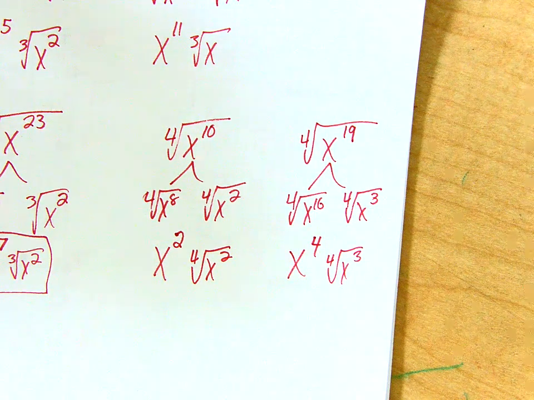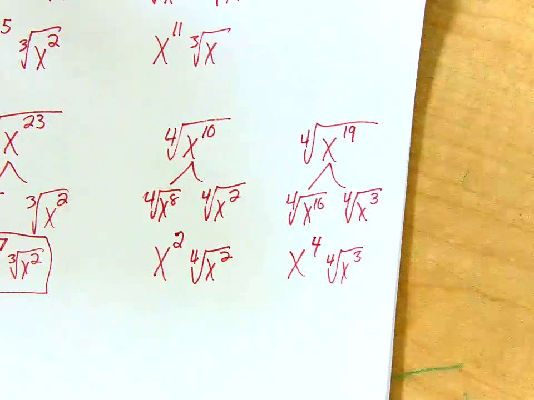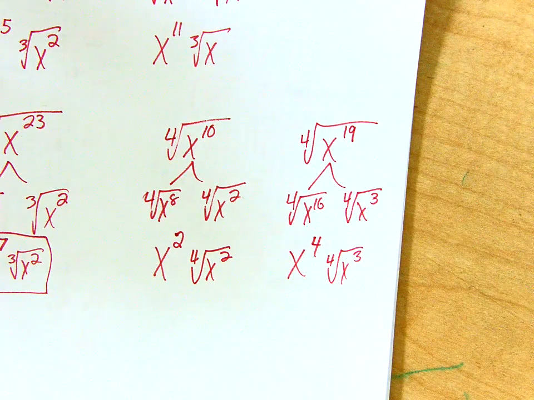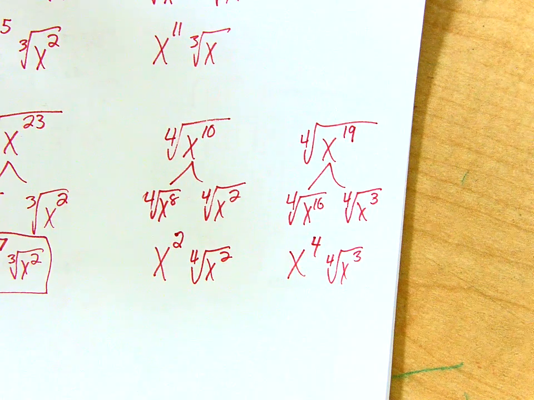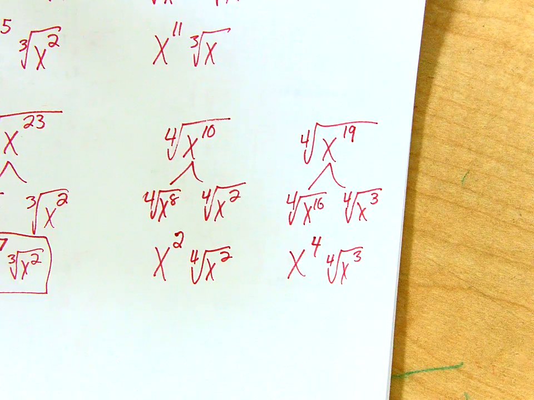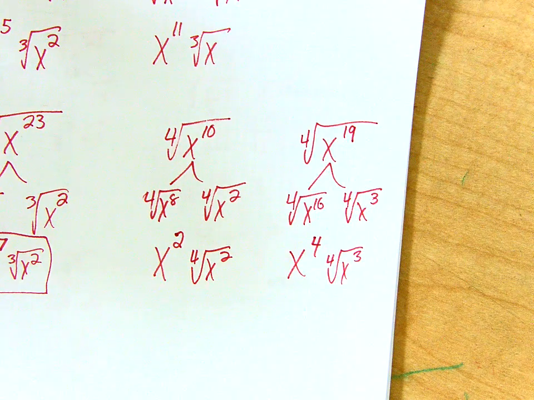Okay, so no matter what root we're talking about, if it's the 5th root, keep going down until you hit a multiple of 5. So maybe you have to go down once, maybe you have to go down twice, 3 times, 4 times. You should never have to go down 5 times, because then that means that you're already at a multiple of 5 when you started.